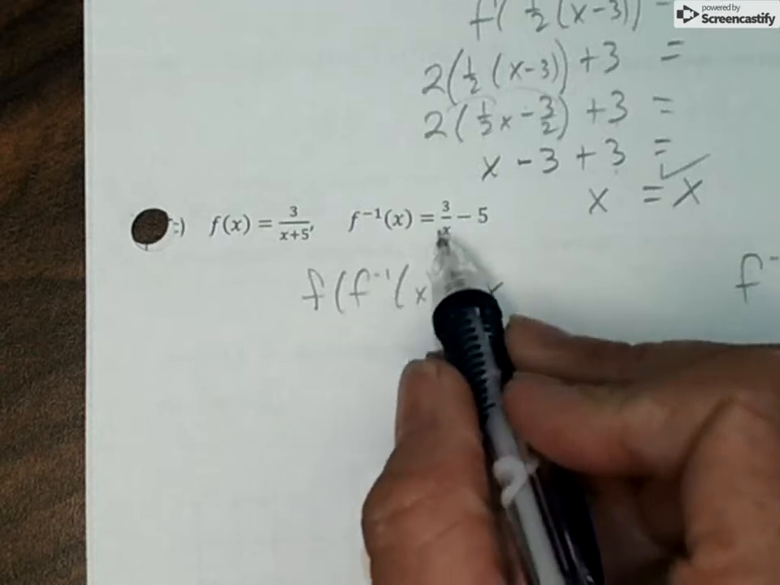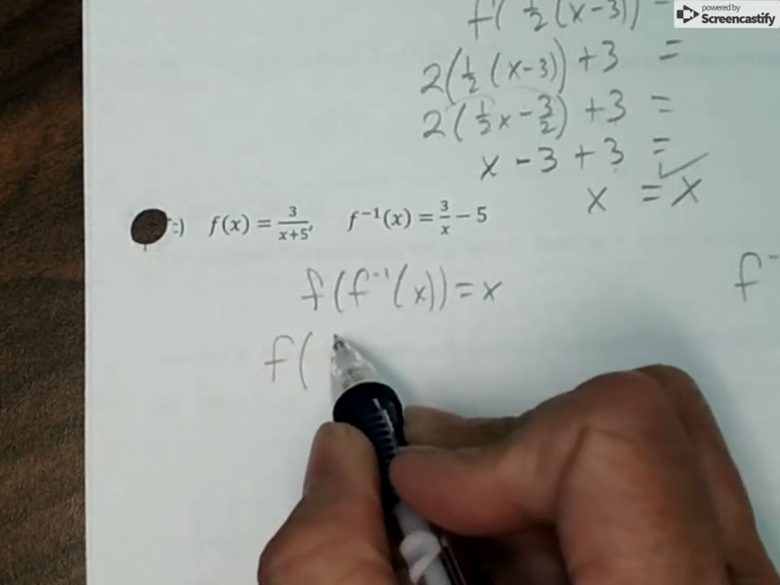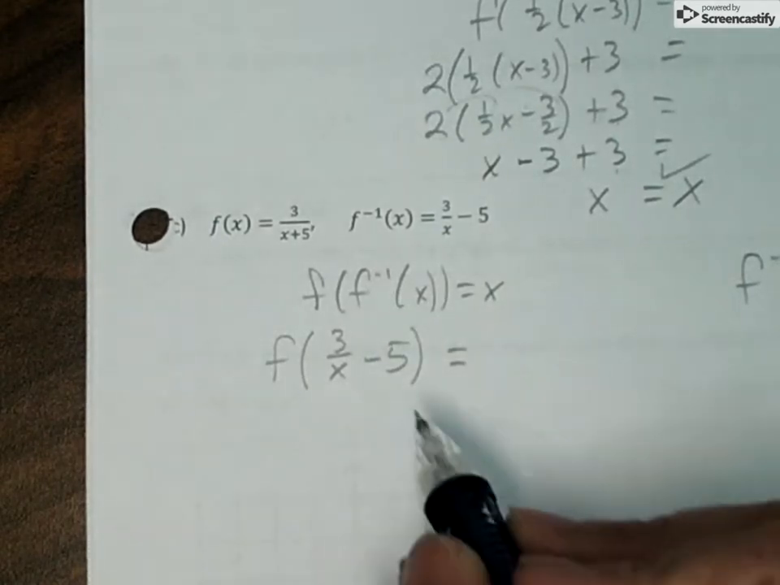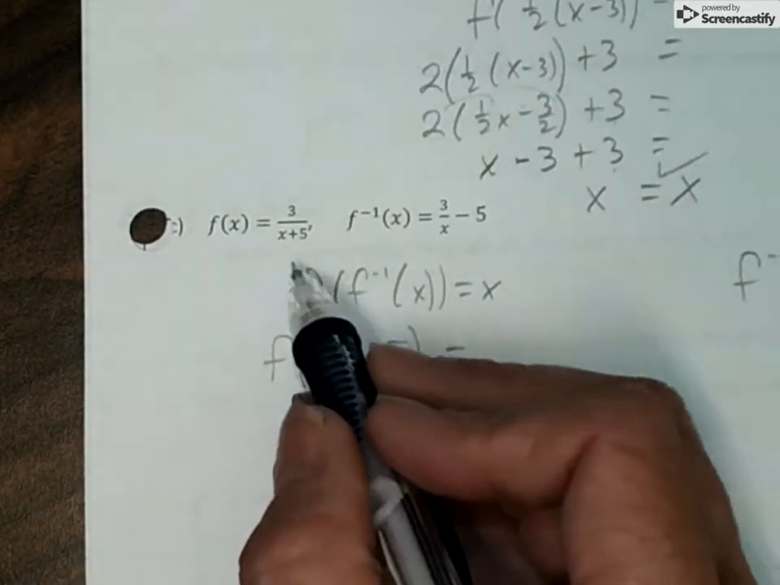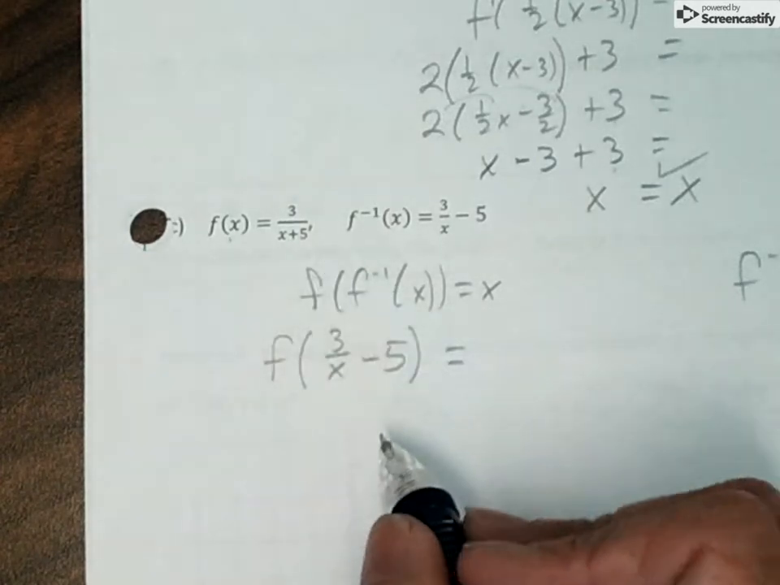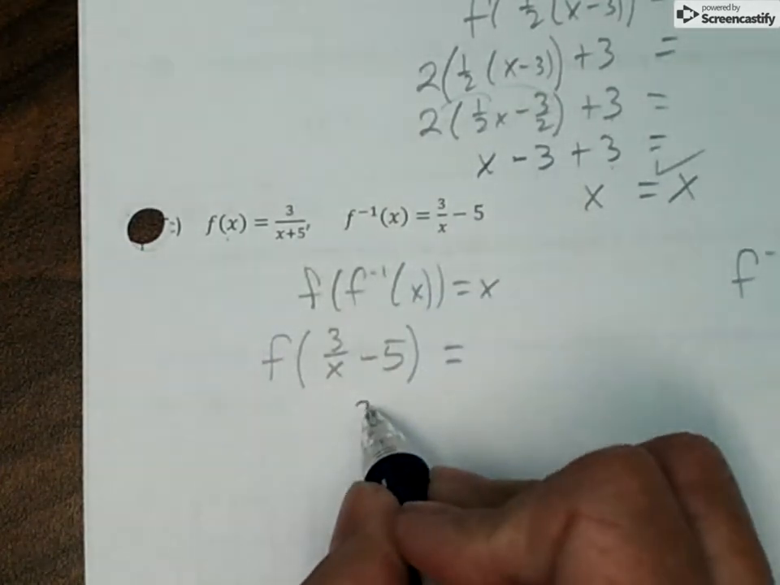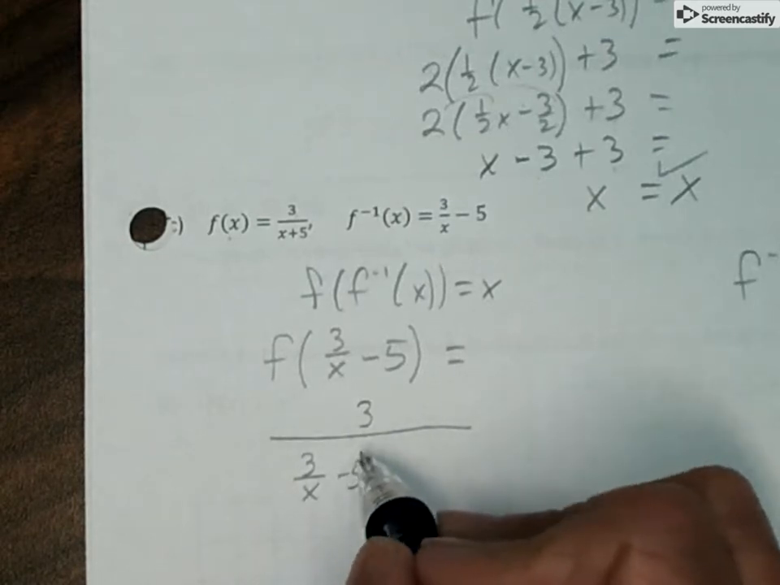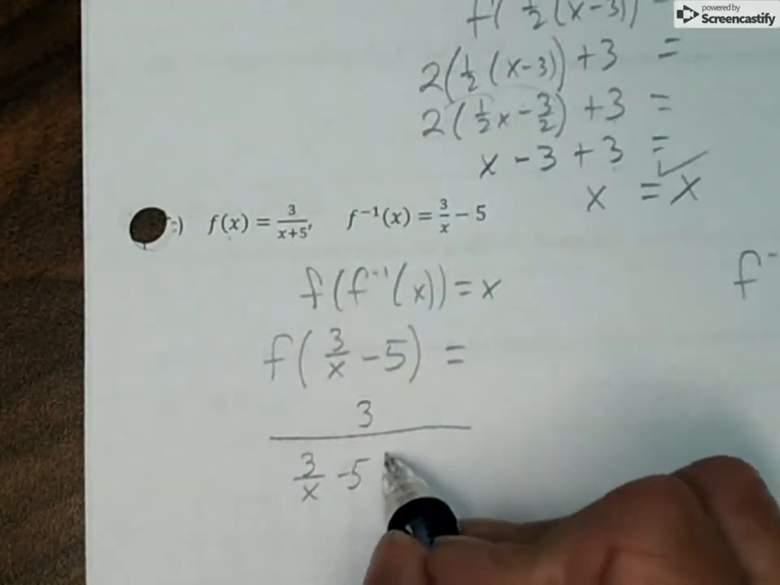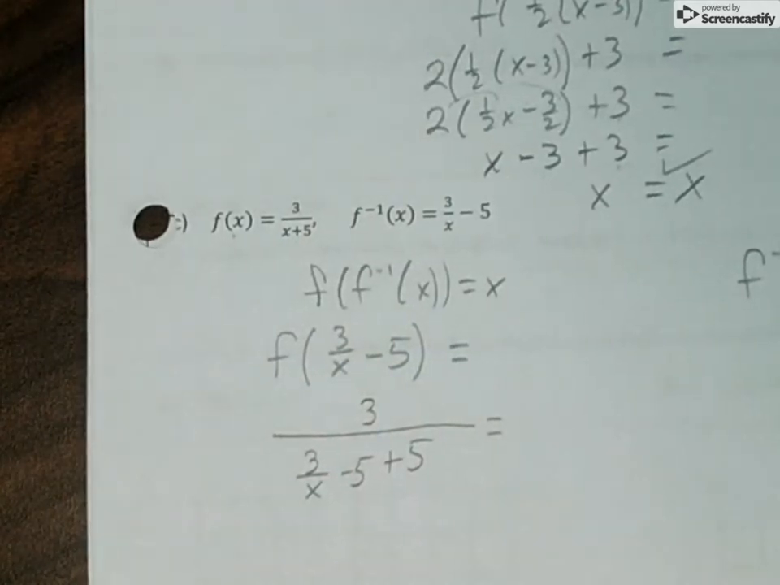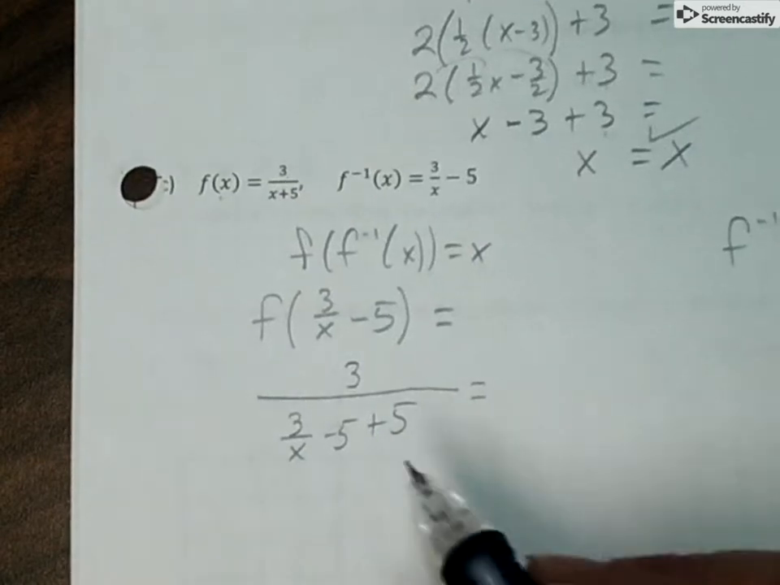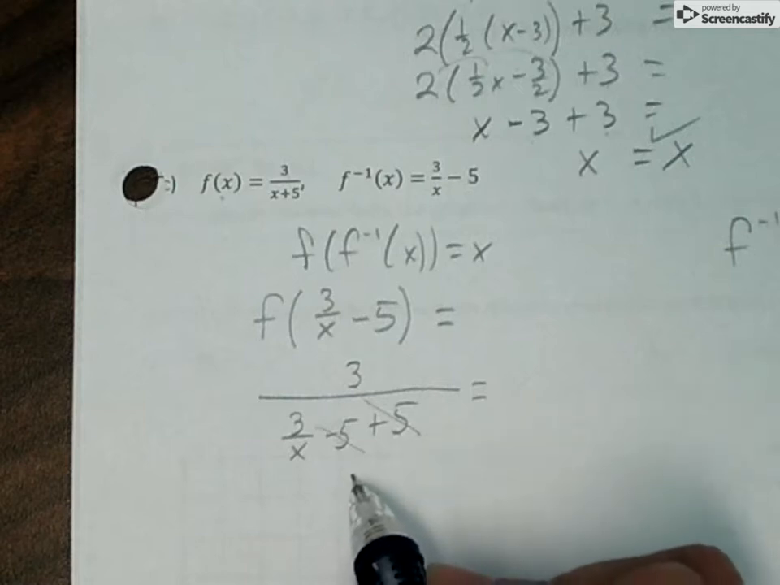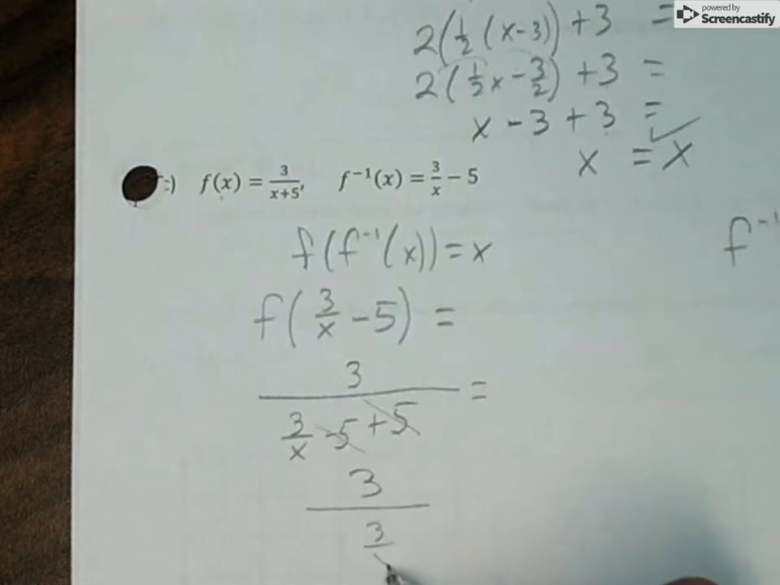Okay, so f inverse of x says I'm going to take that x, divide 3 by x, and then subtract 5. Now I'm going to take this whole thing and plug it into f of x. So when I plug that in, I'm going to have 3 over x minus 5. So that's my input right there, plus a 5. Okay, it looks bad, but notice right here, -5, +5. Let's go ahead and just cancel those out. So now I have 3 over x.